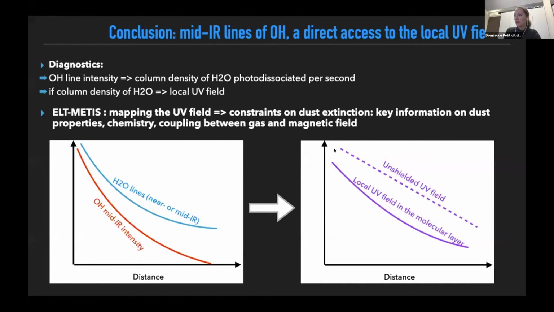Benoît, can you comment whether you would also see OH lines in the near IR, like the ones we get from Earth's atmosphere?